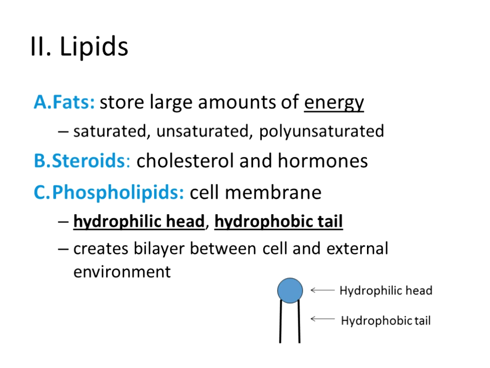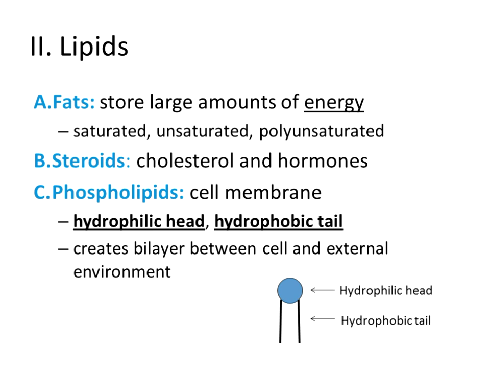Steroids are another type of lipid, and examples of those are cholesterol and hormones. Those are different types of natural steroids that we have in our body. And then phospholipids, of course, are a very important lipid because they make up the cell membrane primarily.